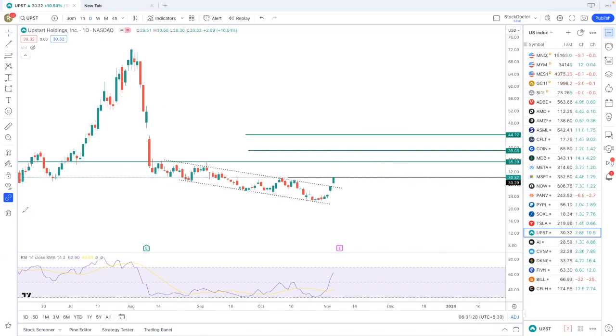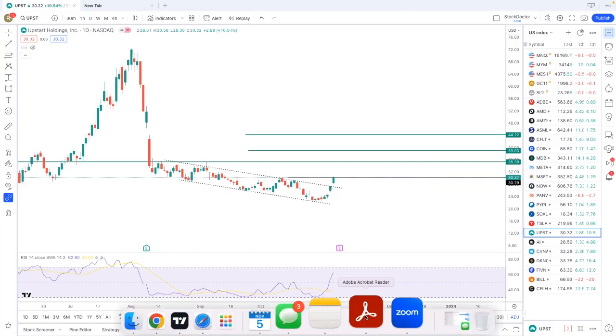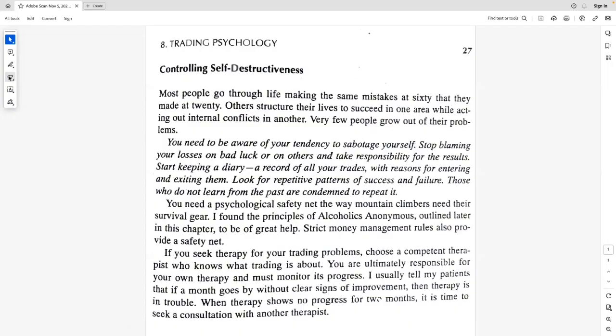Now we are going to talk about one important point from trading psychology, and then we will finish our video. I liked this statement particularly, so I thought to discuss it with you guys. In trading psychology, there is a book from Alexander Elder, Welcome to My Trading Room. In that, this is a point which I like a lot.